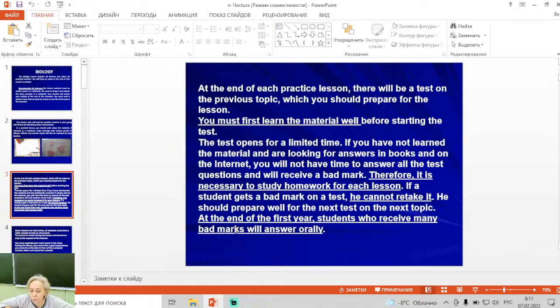At the end of each practice lesson, there will be a test on the previous topic, which you should prepare for the lesson. You must first learn the material well before starting the test. It's very important. The test opens for a limited time. If you have not learned the material and are looking for answers in books and on the internet, you will not have time to answer all the test questions and will receive a bad mark. Therefore, it is necessary to study the homework for each lesson.